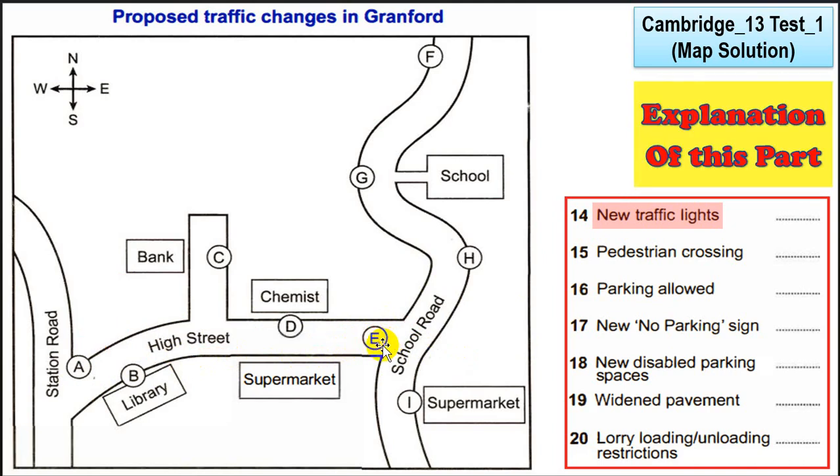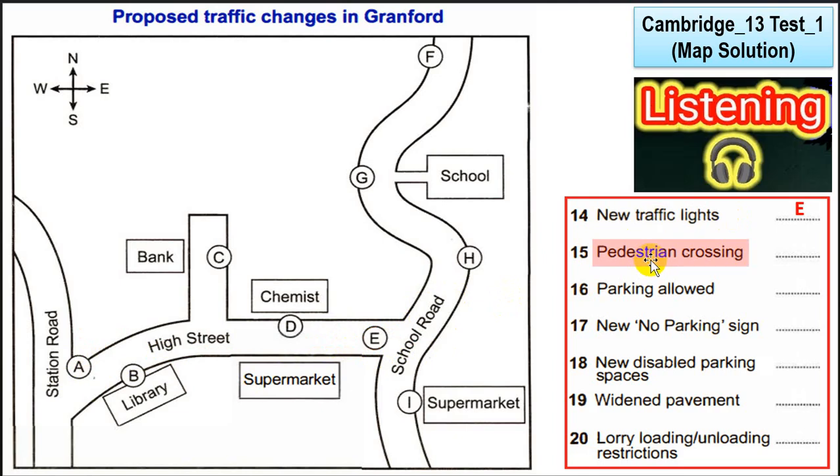According to the speaker, they already have a set of traffic lights in the High Street at the junction with Station Road. But they are planning to set up another new traffic light at the other end at the School Road junction. So, the position of new traffic lights will be E. Now we will search for pedestrian crossing.